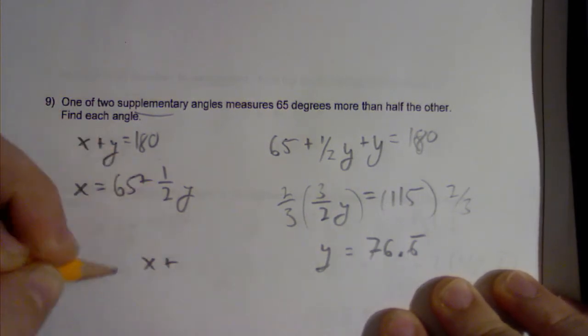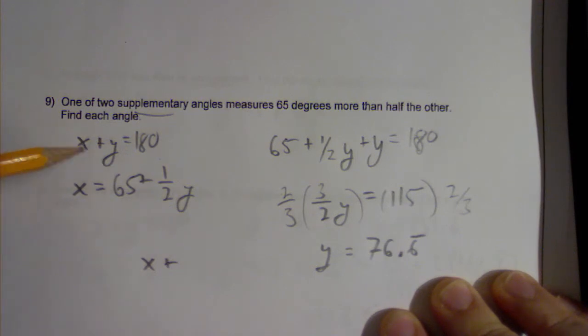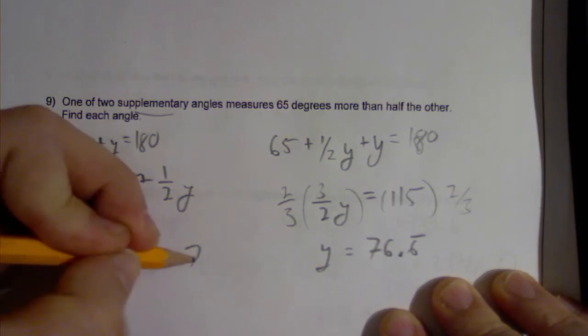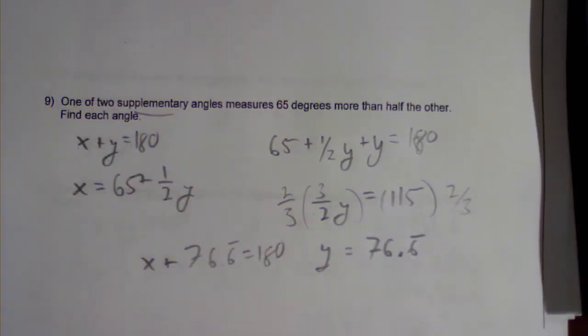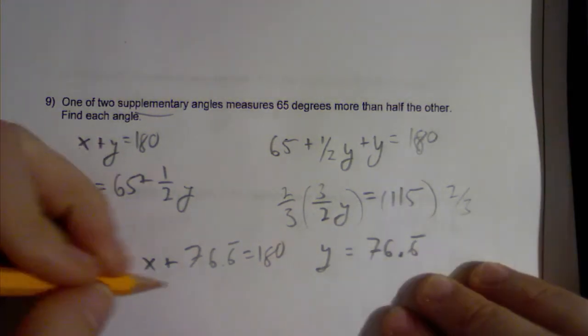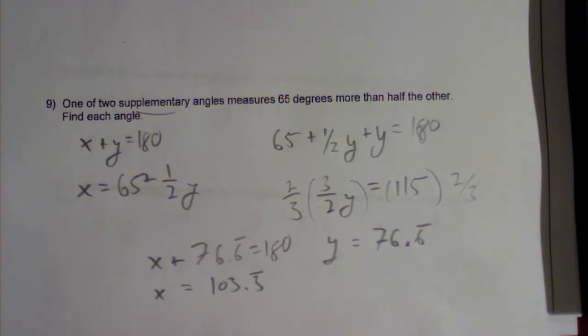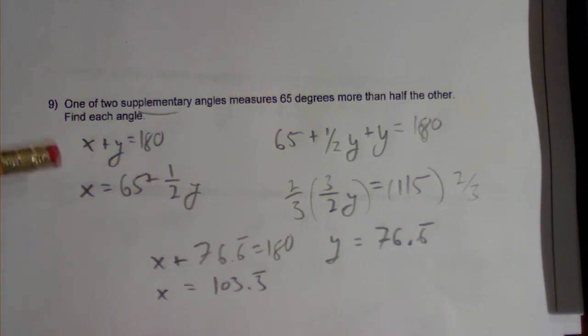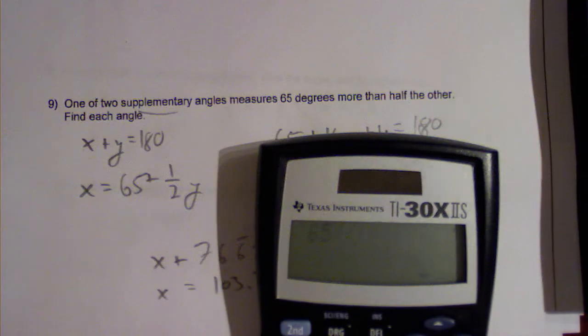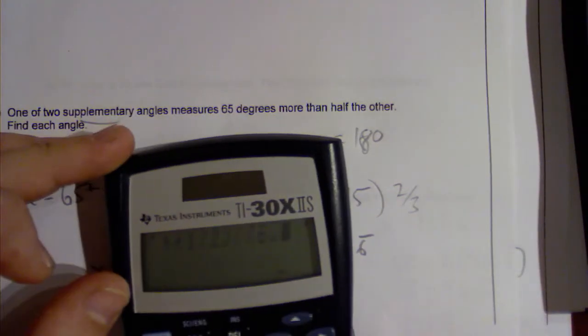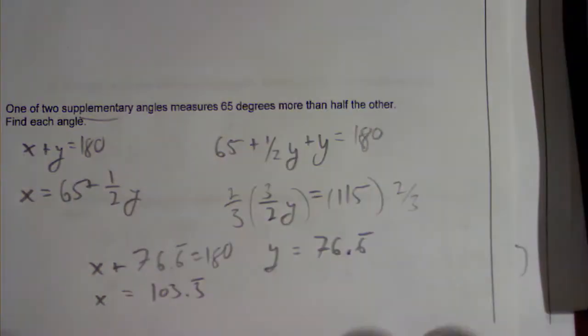Then I'm going to find x. Well, x plus y is 180 because they're supplementary angles, and I know that y is actually 76.6 repeating. 180 minus that gives me that x is equal to 103.3 repeating. And let's double check. 103.3 repeating plus 76.6 repeating should give me 180, which it does. And then x should equal 65 plus 1/2 of y. So 65 plus 1/2 of y, and y was 76.6 repeating, and x is 103.3 repeating, which is what I got, so I'm good here.